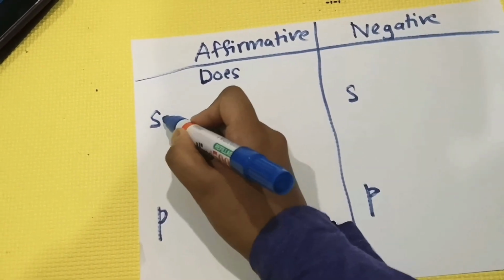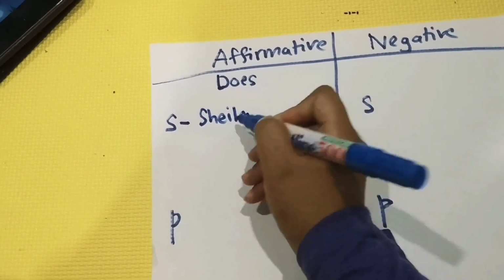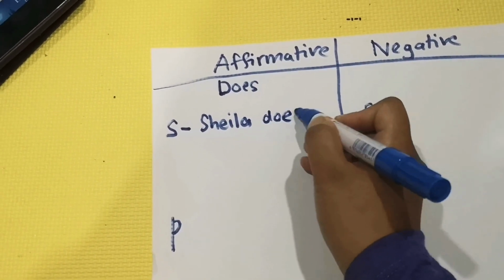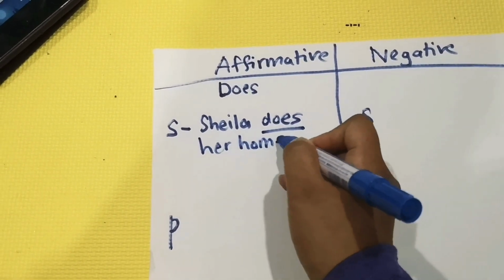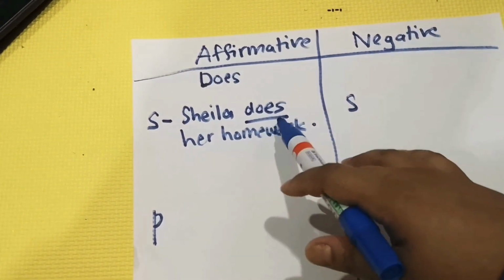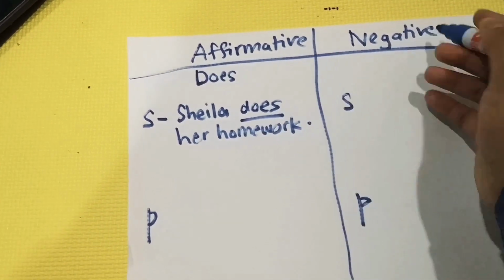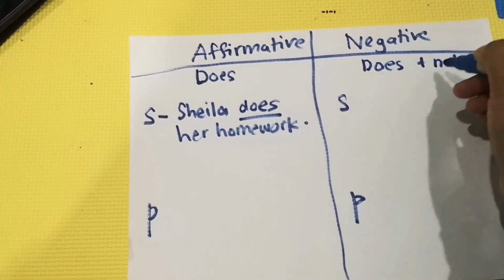Affirmative means something that is agreeing with the topic. Okay, so for singular, I'll take Sheila does her homework. So this is something that she does. Okay, whereas negative means she does not do her homework. Okay, does not. For negative we will add the word not.